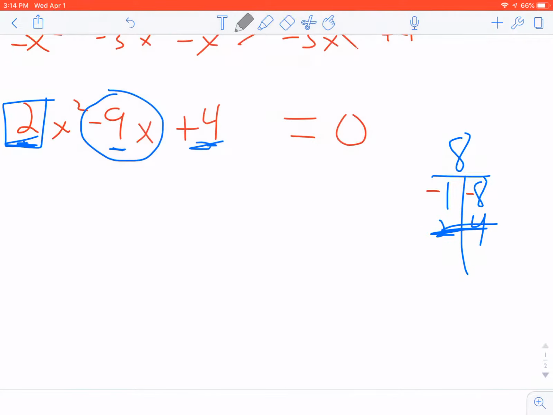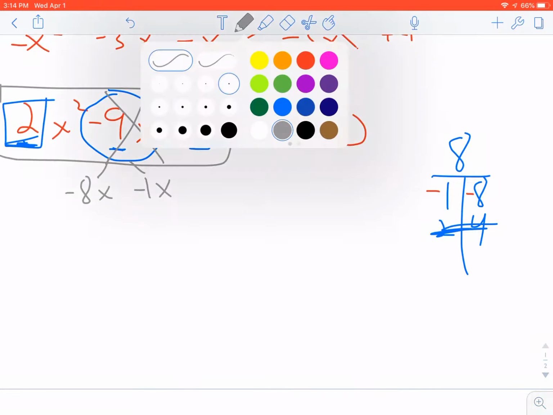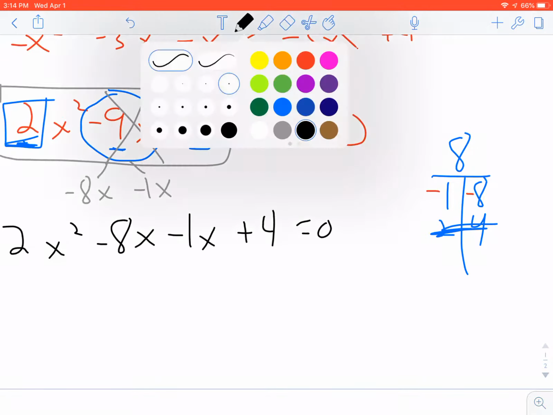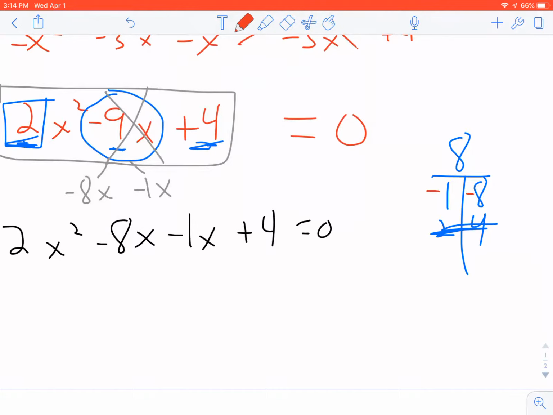So I'm going to rewrite this part of the equation. I'm not going to write negative 9x anymore. I'm going to replace it with negative 8x and negative 1x. So if I rewrite that, I get 2x squared minus 8x minus 1x plus 4 is equal to 0. Now I have my 4 terms, so the AC part was to multiply these two numbers to get 8. The grouping part is to put the 4 terms into groups of 2.